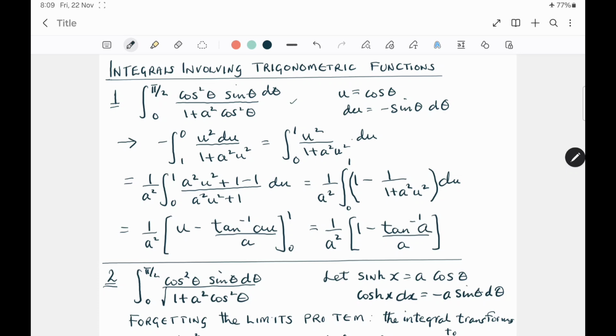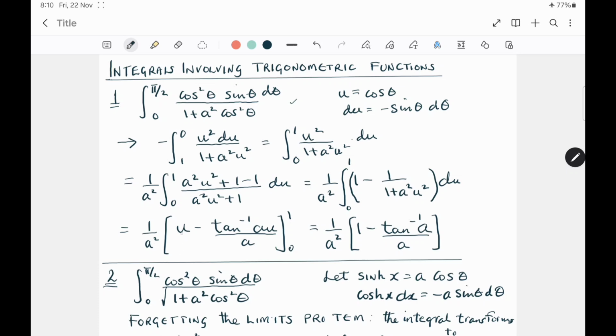Now there's just a little bit of a fiddle in the next bit, which I don't think is too difficult to follow. So what I've done is written down 1 over a squared, integral between 1 and 0, a squared u squared plus 1 minus 1 over a squared u squared plus 1. And that comes down to 1 over a squared, just 1 minus 1 over 1 plus a squared u squared du. And the integration now is fairly standard.